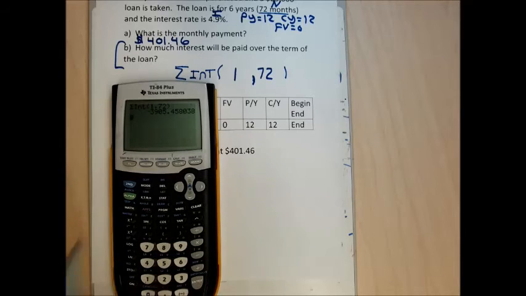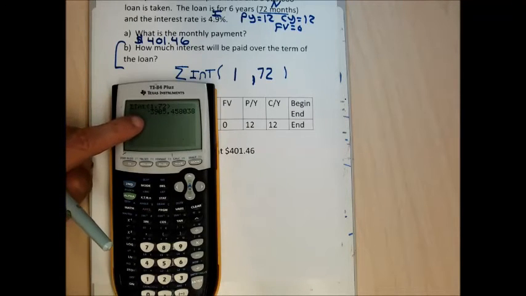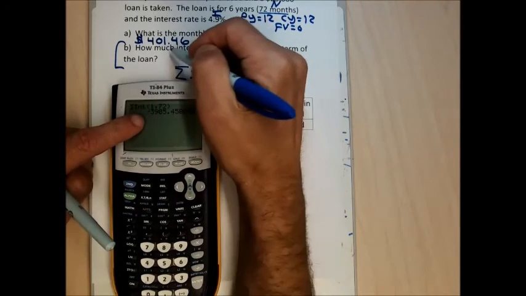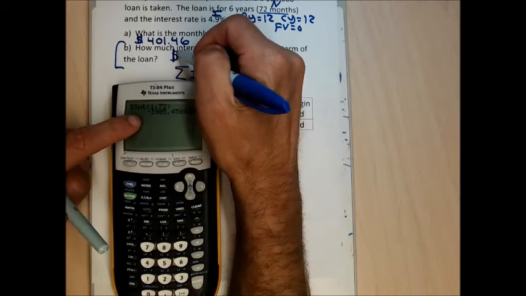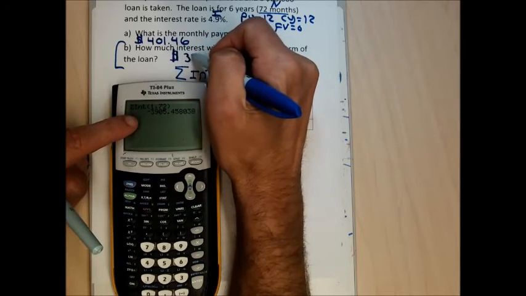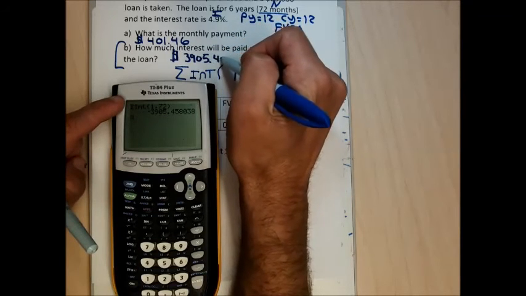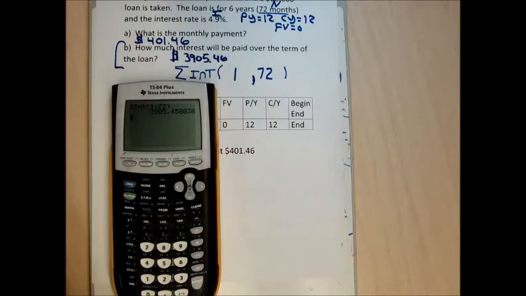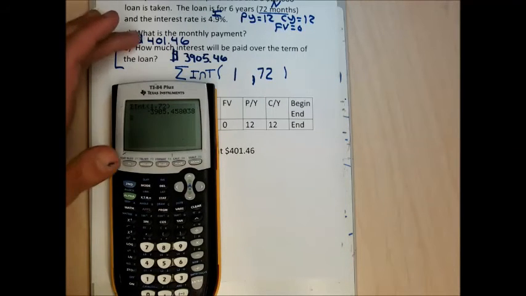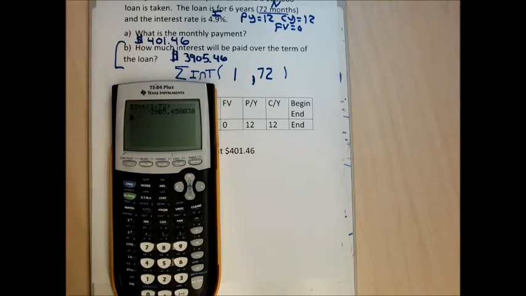And that will tell me, it says the money is negative because it's money I'm spending. I don't need to put that negative sign in my answer. The amount of interest that's going to be paid if I pay every payment on time is going to be $3,905.46. The negative just represents money I'm spending. Similarly, when I did the payment, it had a negative next to it. Usually I don't include those negatives in my answer.